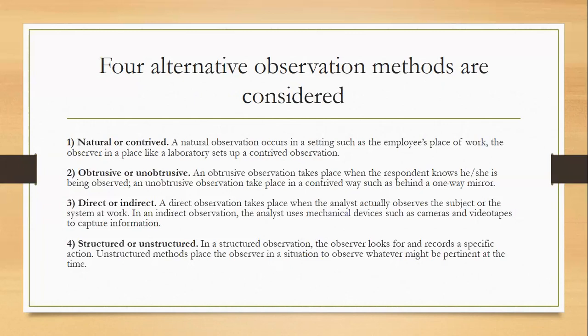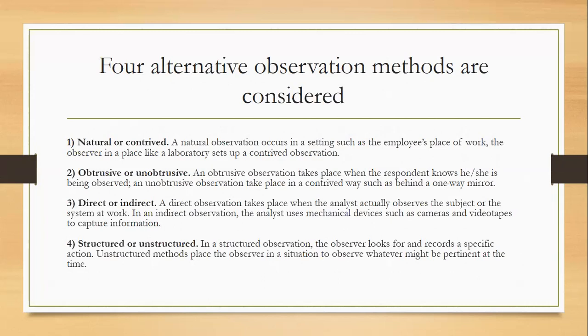Next is obstructive and unobstructive. Obstructive means when the respondent knows about the observation, that he is being observed, and unobstructive means, in a one-way mirror we can say, the observed person will not be aware that he is being observed. So this is unobstructive.